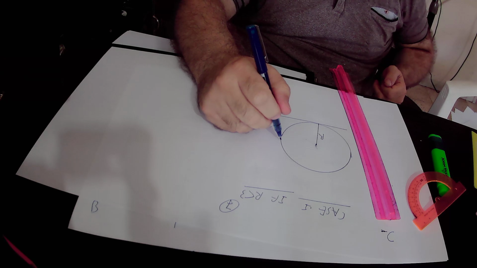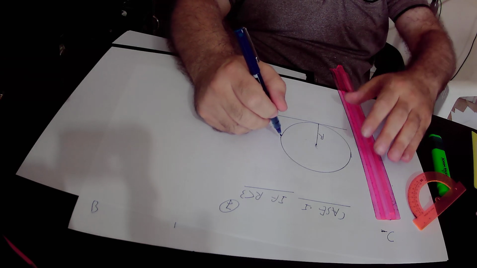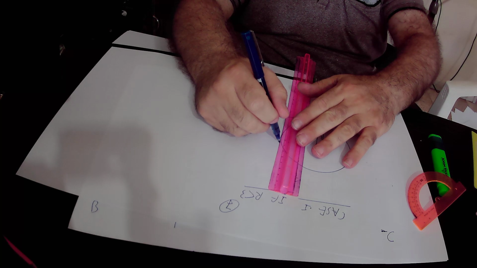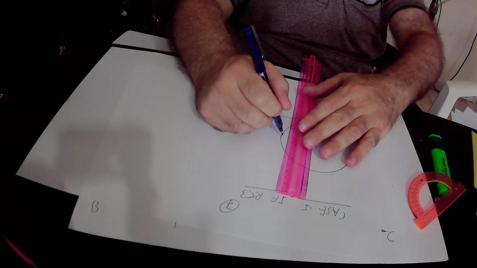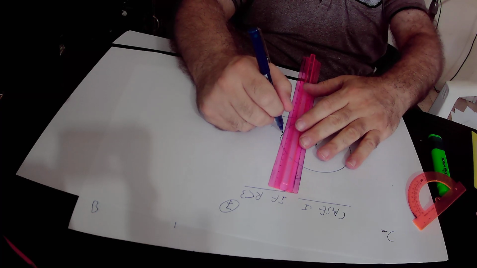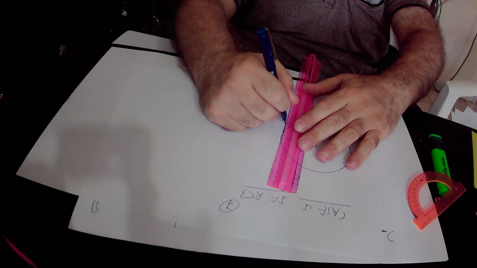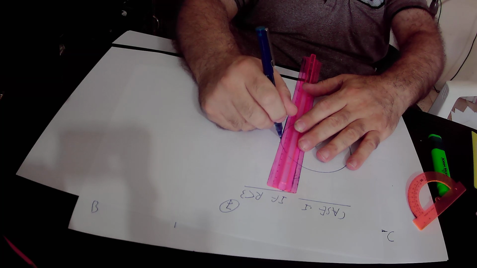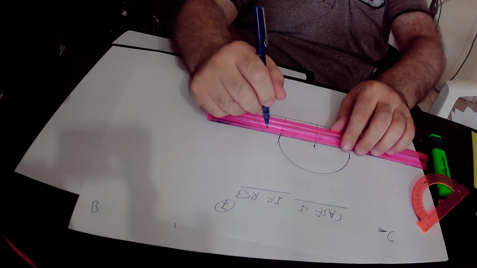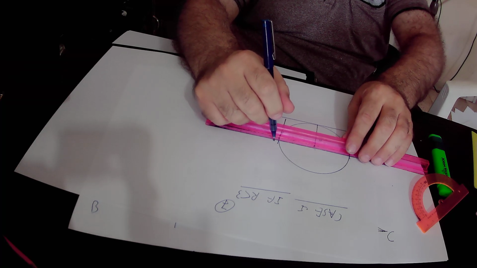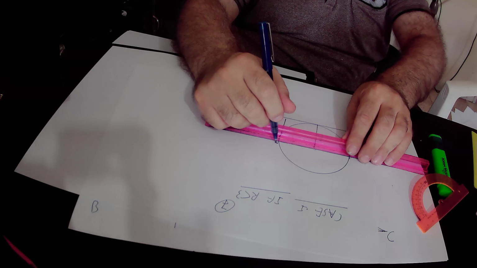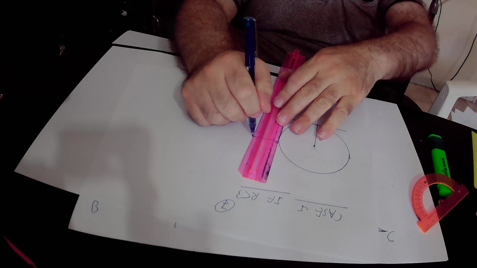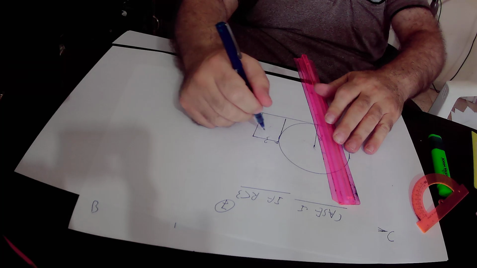So here it will be actually shorter than the radius, of course. R is less than 3 units, and the square is longer than the radius, because the side length of the square is 3 units and R is less than 3 units. So here we have a square with side length of 3 units.